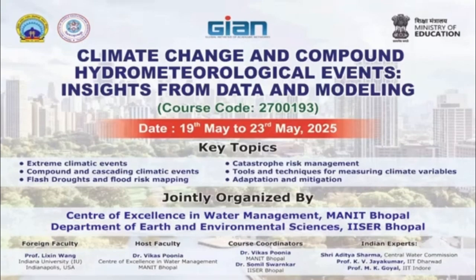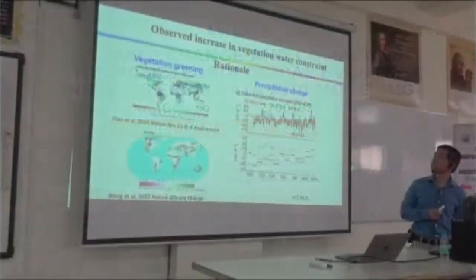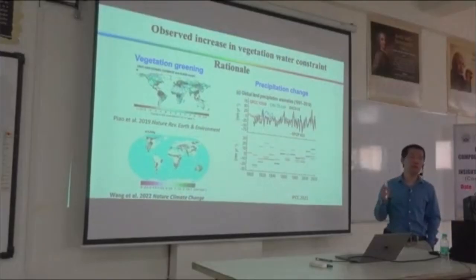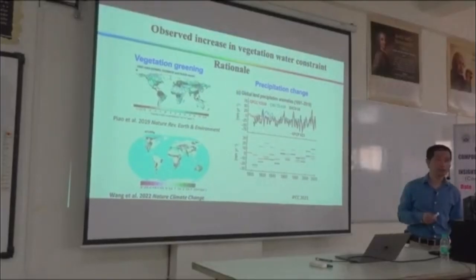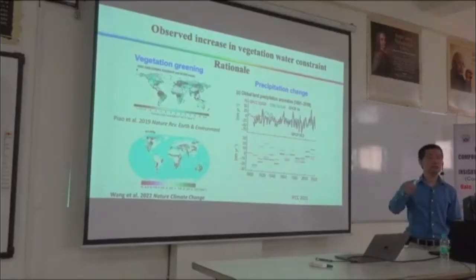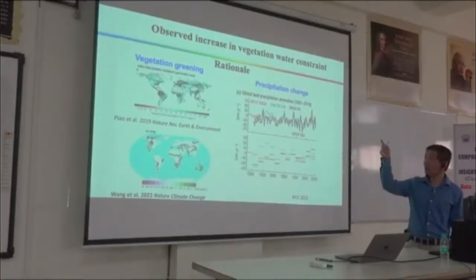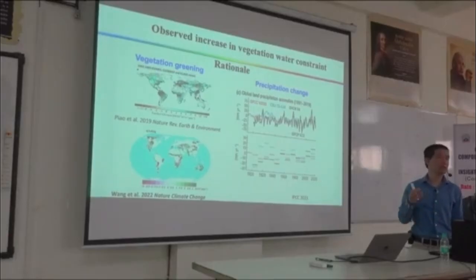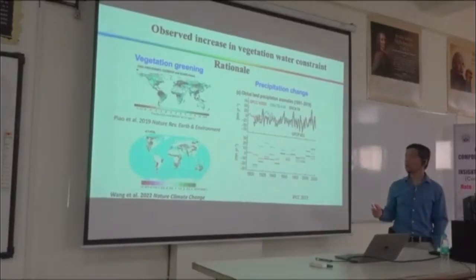So that's why we think there must be a higher limitation for vegetation growth due to water limitation. So how do we test that? That is the problem, right? Because there is no single index where I can say, that index is bigger, that means vegetation is more water constrained. There's no index like that. So how do we do that?